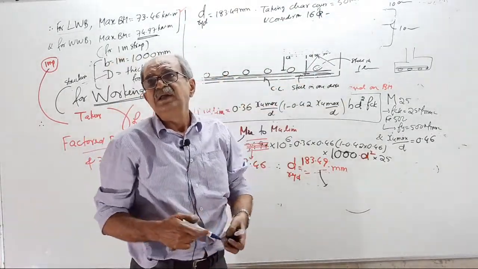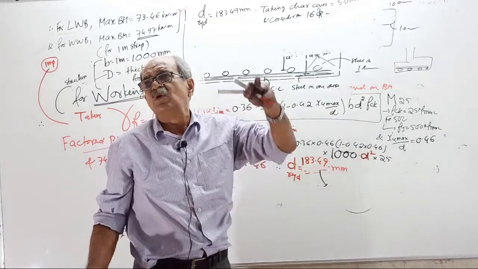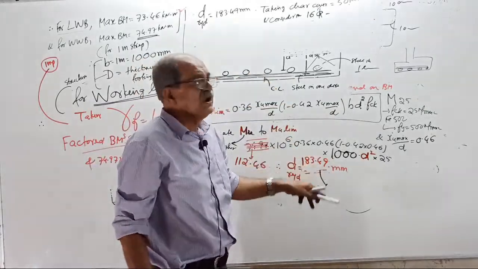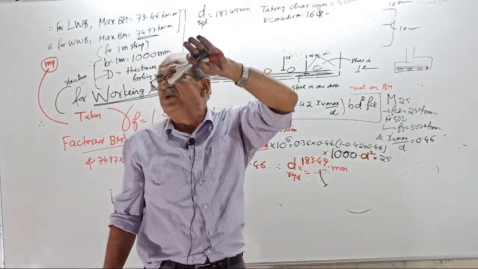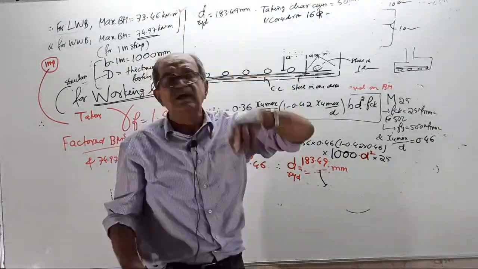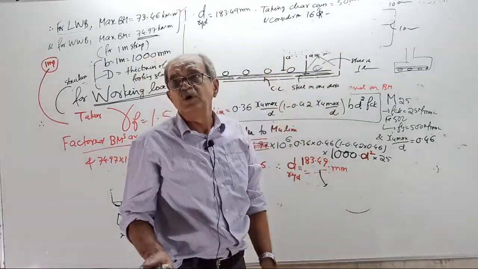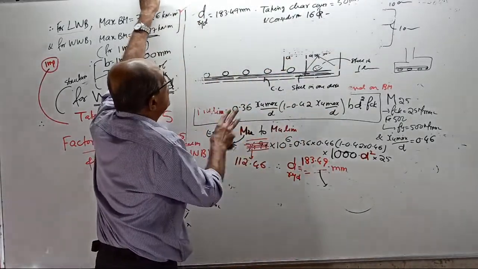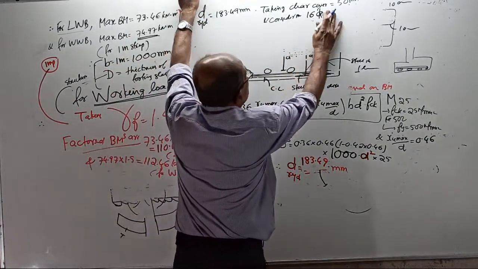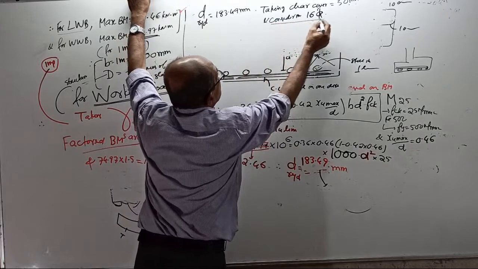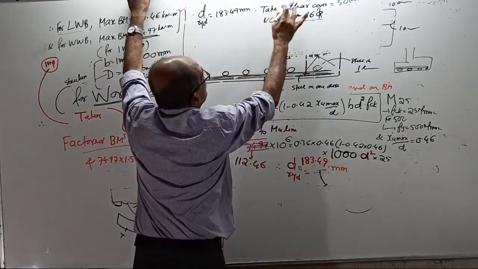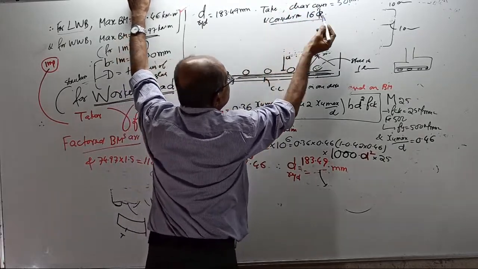But remember, if it is a heavy building where the load is high, if the depth comes around 700, then later when you increase, it may become more than 1 meter. Then you go for 25 tor. Okay, now for the normal case, consider 16 tor. Take clear cover 50 mm.